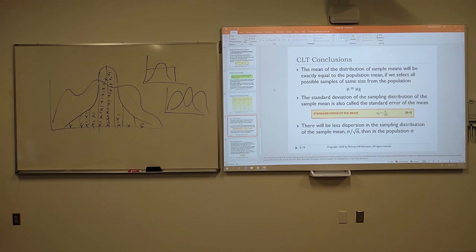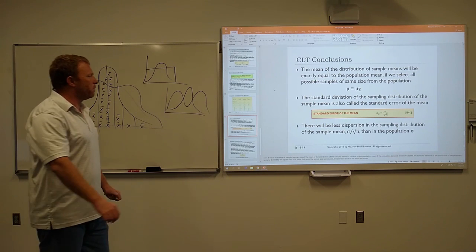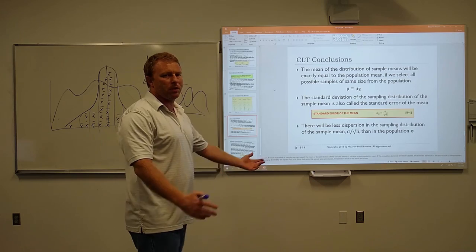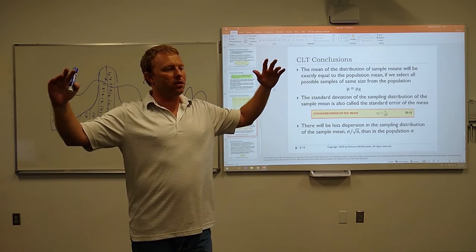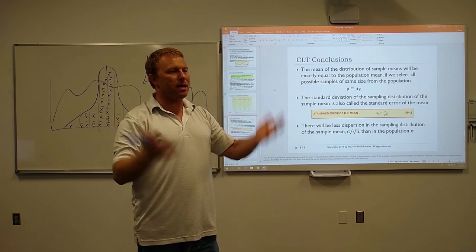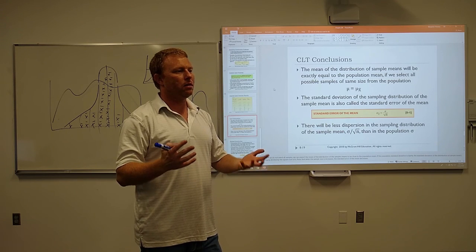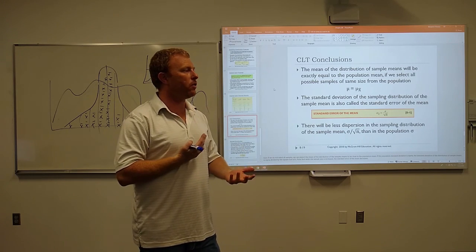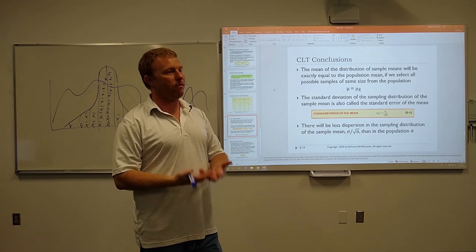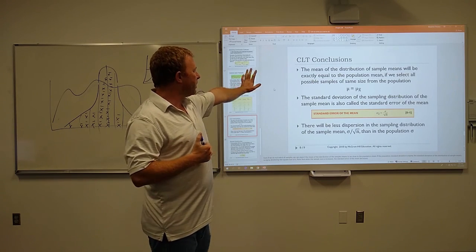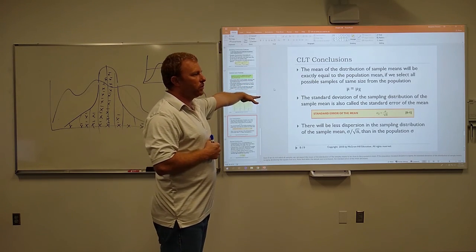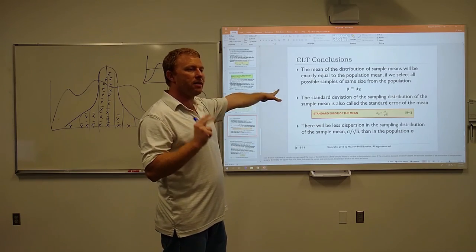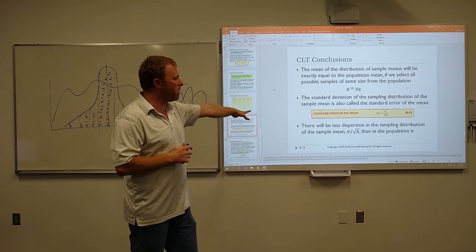Yeah. All right. So, central limit theorem conclusions. The mean of the distribution of sample means will be exactly equal to the population mean. When we take as many combinations as possible, get the average of each, and then average all those averages together, it's going to equal the population mean, isn't it? Which only makes sense.